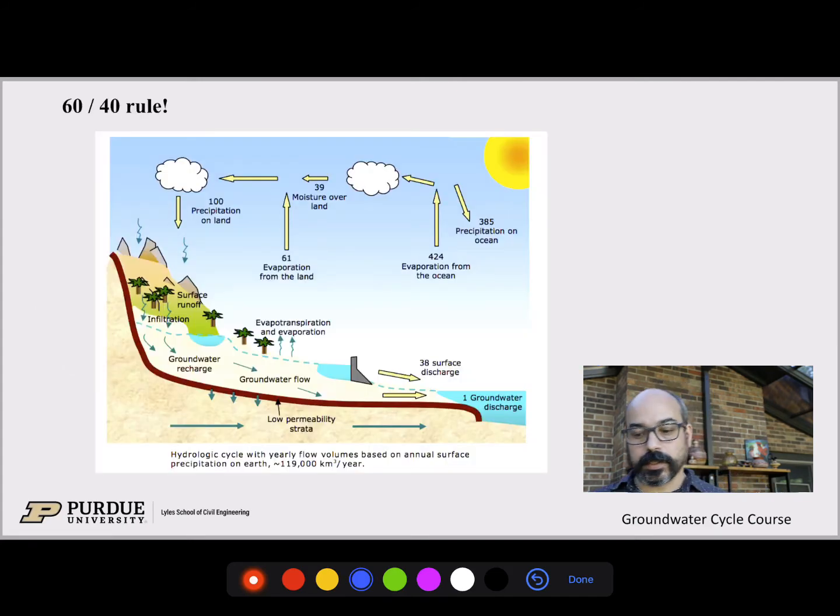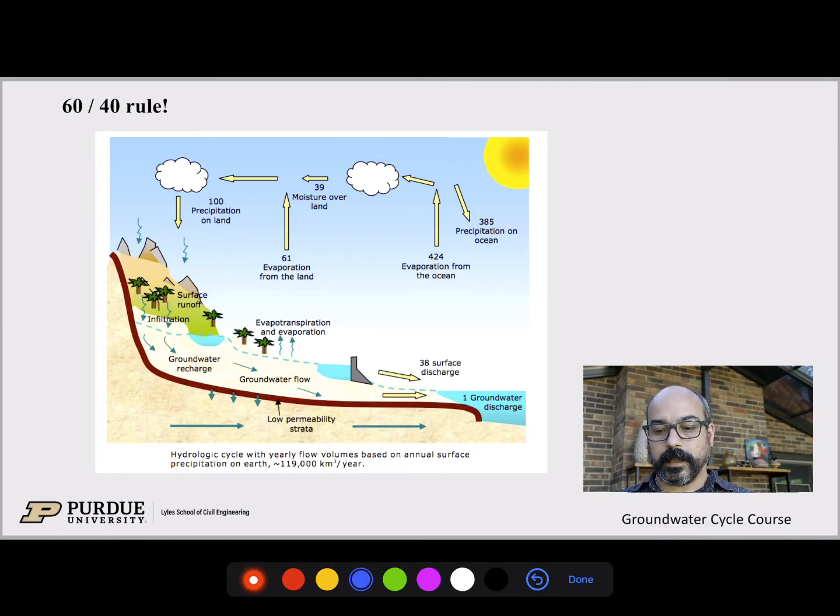Now numbers, so this is an illustration that I particularly like. I believe this is a USGS illustration, and here are the numbers, right? So one thing that I like about this illustration, and again, that 60-40 rule that I mentioned here is really what you want to remember of this. And when we do the lecture on the watershed water balance, you'll see that this rule is pretty pervasive. So again, remember that 60-40 rule.